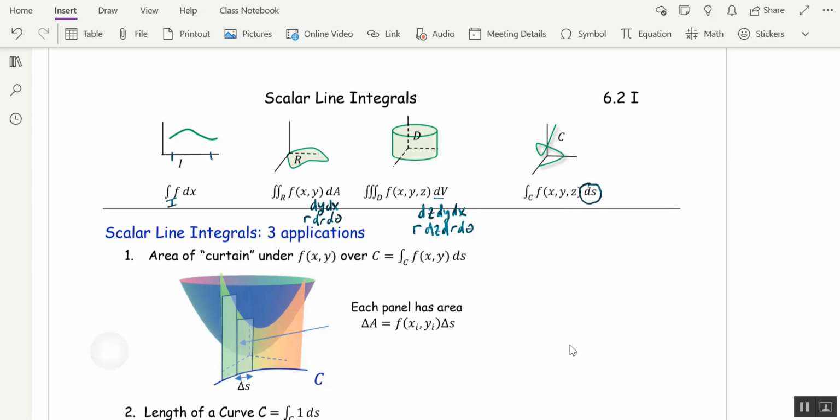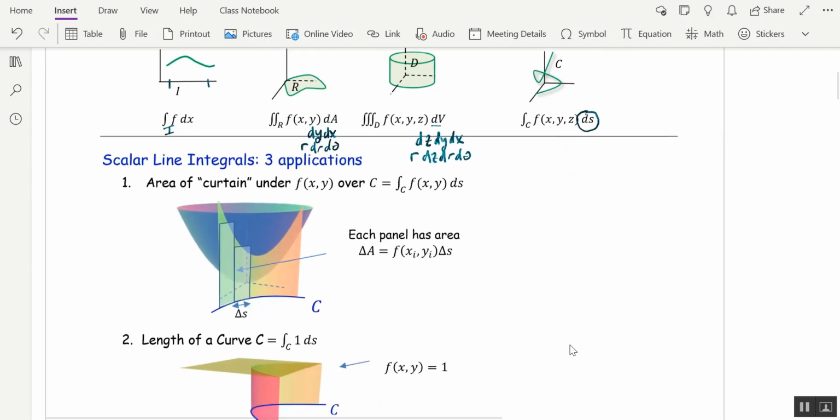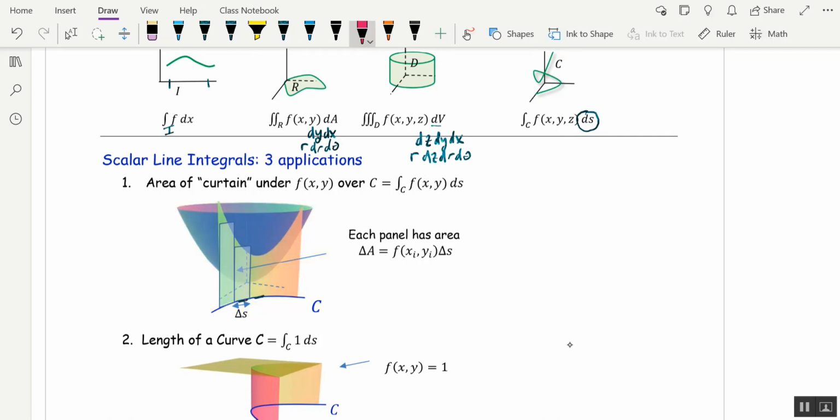But first, let's look at three applications. If you integrate a function f of x y over a curve in the plane, then you can interpret that as the area of the curtain formed that you see here. Now, why is that? If you take this curve and break it into little line segments, each of length delta s, and then take a sample point in each interval and evaluate the height of the function at that sample point, that will give you a rectangle. And the area of that rectangle is the height times the width. And then you keep doing that and you add up all your rectangles, and then you take the limit as the number of rectangles goes to infinity.